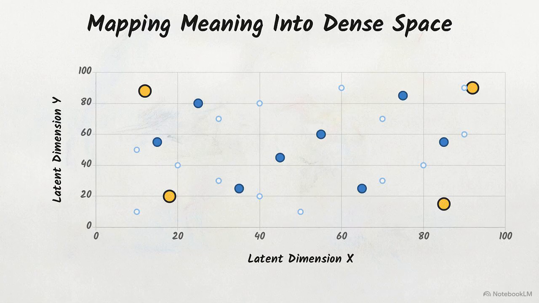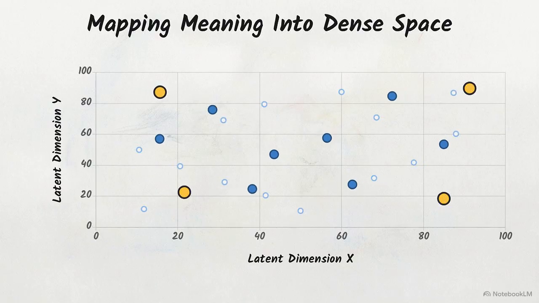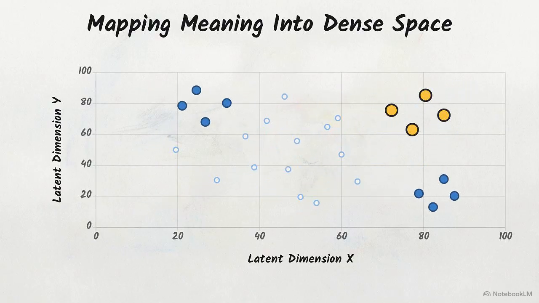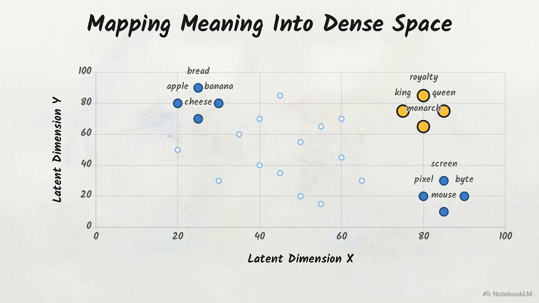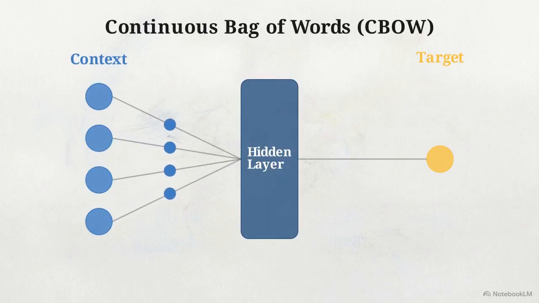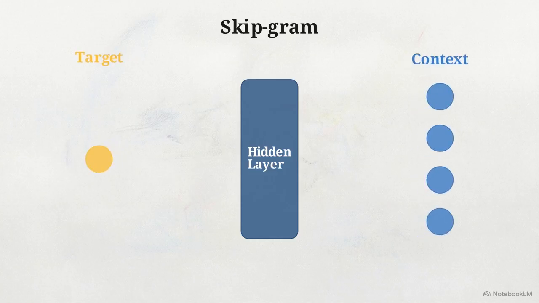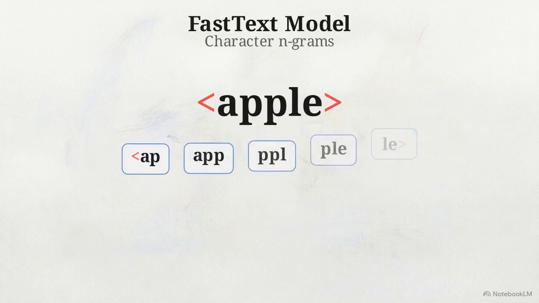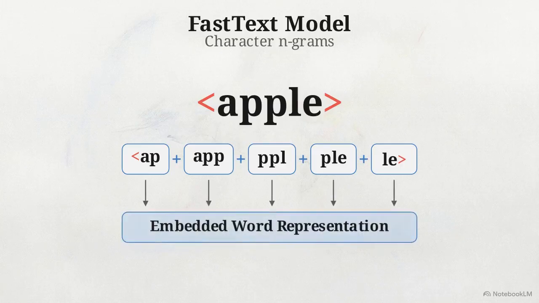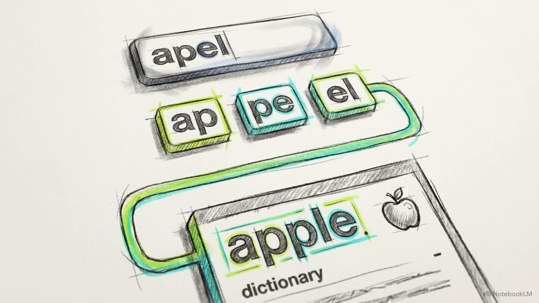In 2013, Word2Vec solved this by embedding words into dense, continuous distributed representations within a lower dimensional space. In the continuous bag of words architecture, the model takes surrounding context words as inputs to predict a missing target word. The skip-gram architecture reverses this. It uses one target word to predict the probabilities of the surrounding context. Subsequent models like FastText improved on this by embedding character n-grams instead of whole words, allowing the system to construct vectors for misspelled or new vocabulary.